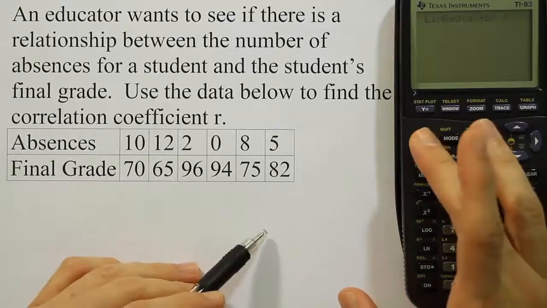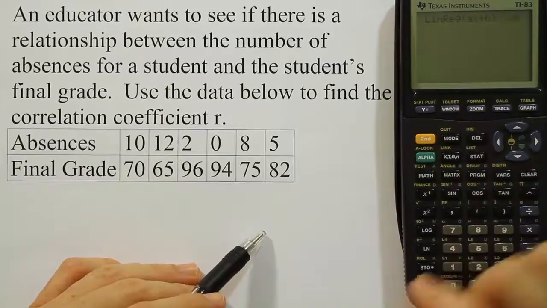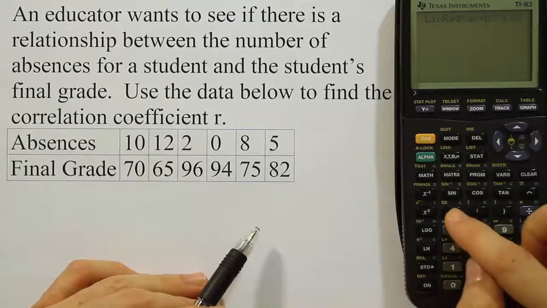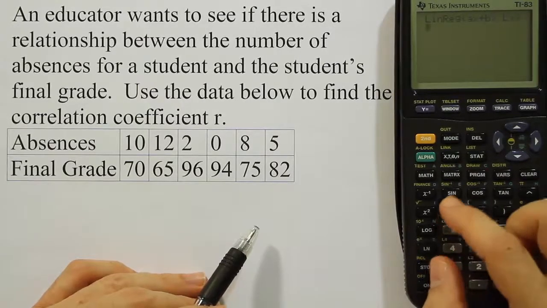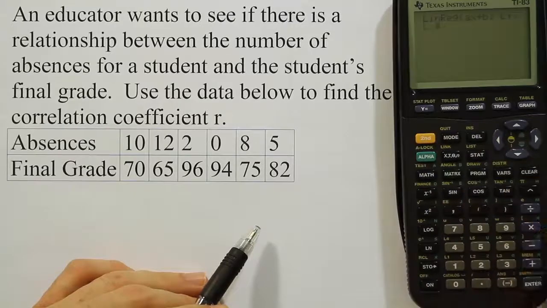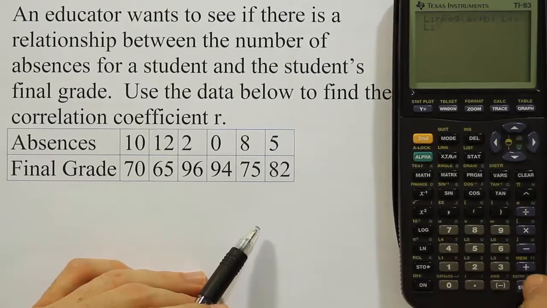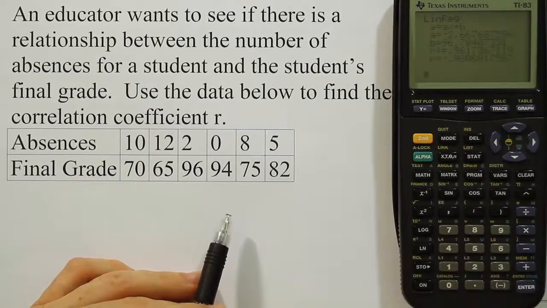So I'm going to hit the second key and the number 1 to bring up list 1. And I'm going to press comma here. Comma is above my 7 key. And I'll hit second and L2. And then finally press enter. And the calculator will do its job.